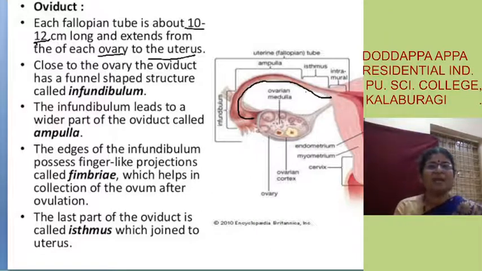Close to the ovary, the oviduct has a funnel-shaped structure. This you already know, but I'm just refreshing your memories, children. This wider funnel-like structure is called the infundibulum. The infundibulum leads to a wider part of the oviduct, called the ampulla.